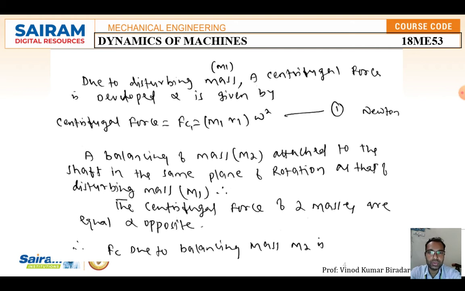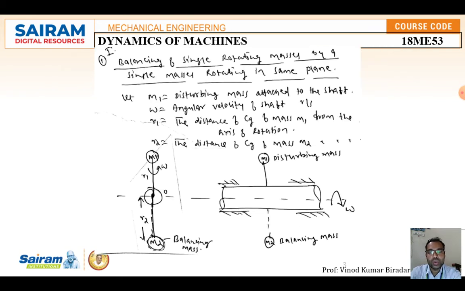Due to the disturbing mass m1, a centrifugal force is developed, and we already know that the centrifugal force is equal to m into r into omega square, in Newtons. If you rotate at some speed, there is a chance of producing a centrifugal force. That force is Fc1 equals m1 r1 omega square, equation number 1. A balancing mass m2 is attached to the shaft in the same plane of rotation as the disturbing mass m1. We fix it in the opposite direction, and that is called the balancing mass, m2.